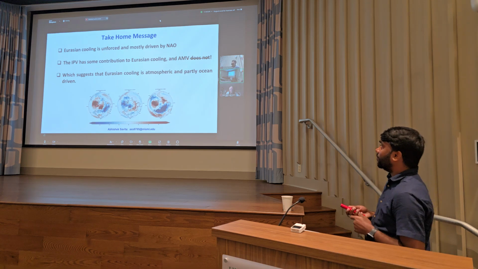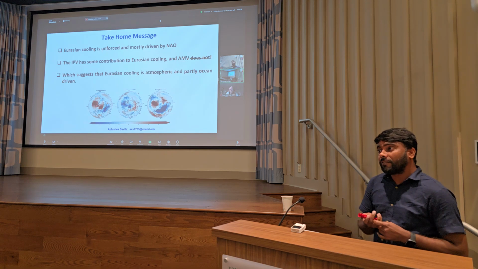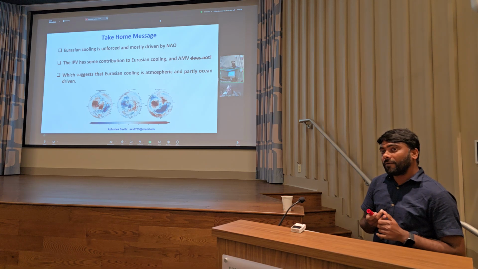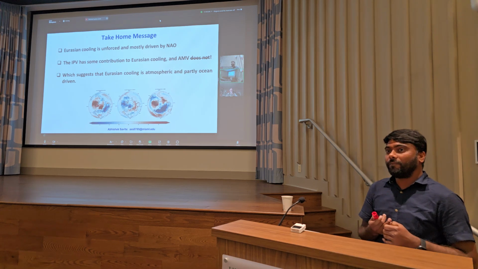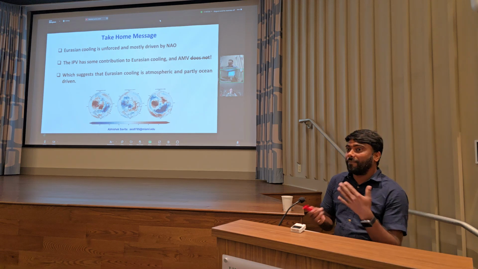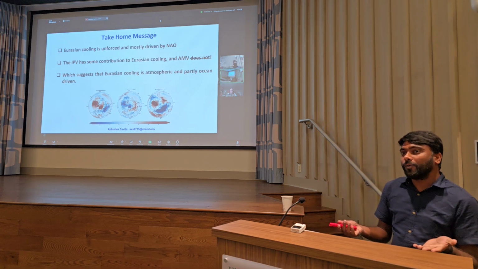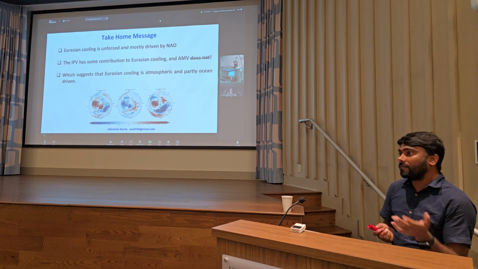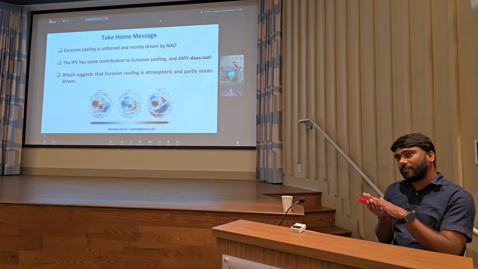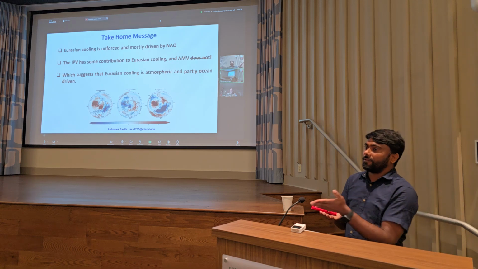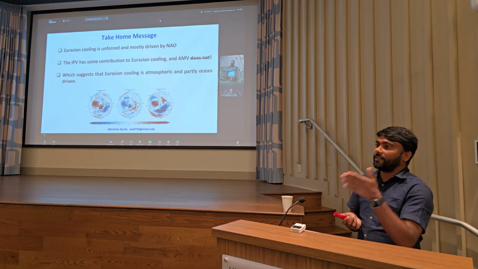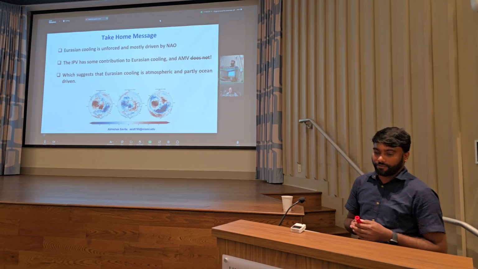Another limitation of this work: I rechecked the contribution of IPO and AMO by doing some sensitivity experiments, but we haven't done such an experiment using the NAO. We just concluded based on the regression analysis. That can also be done by taking the NAO, regressing it on the SST to get the pattern, removing it from the control simulation, and then seeing if we get the same conclusion or not.